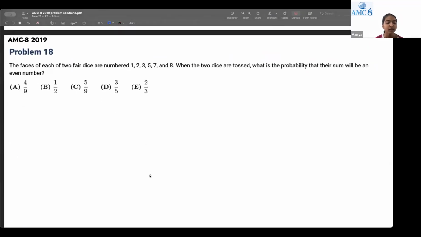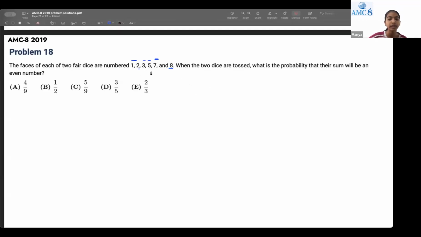Problem number 18. The faces of each of the two fair dice are numbered 1, 2, 3, 5, 7, and 8. When the two dice are tossed, what is the probability that their sum will be an even number? So in this case, there's two even numbers and four odd numbers. So then there can only be an even sum if there are either two odd or two even.